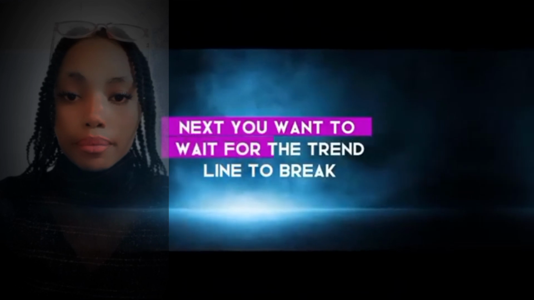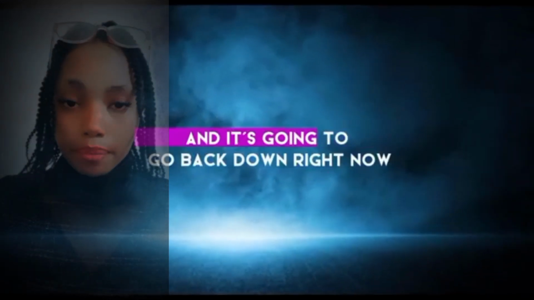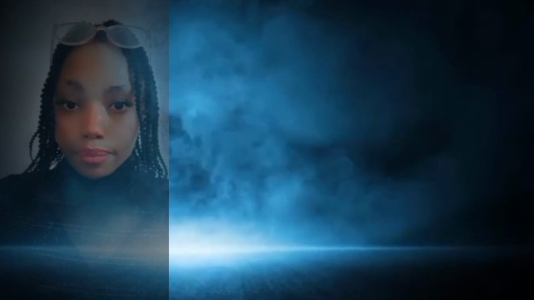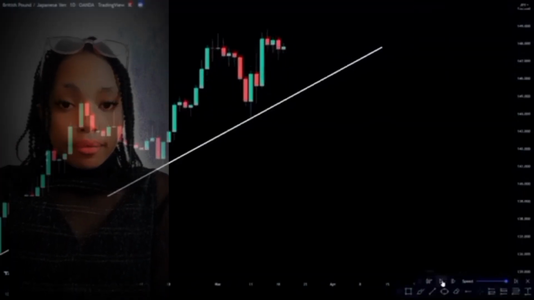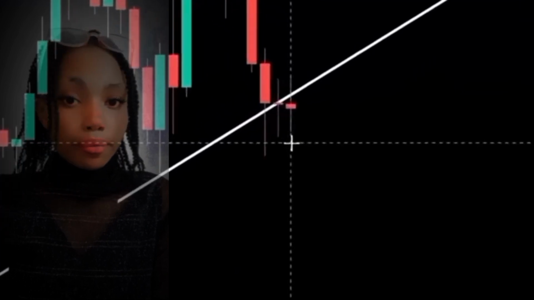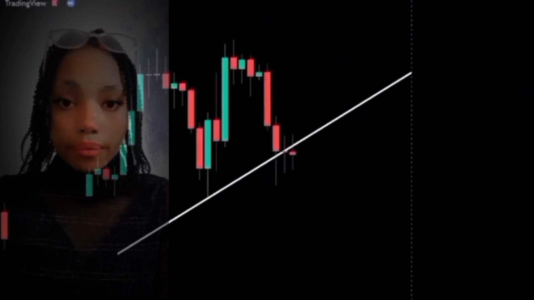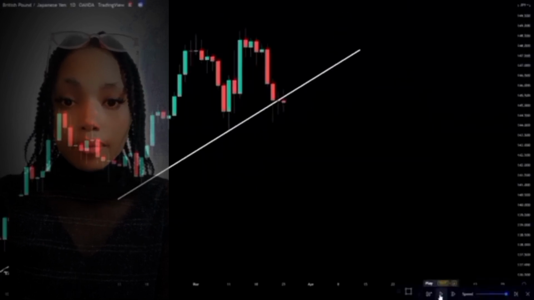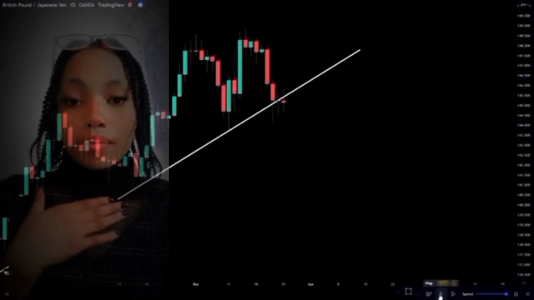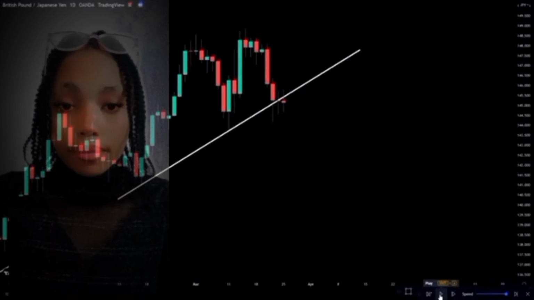Next, you want to wait for the trend line to break, because this shows us that price is reversing and it's going to go back down. So let's see what happens next. Okay, you can see price is beginning to break this trend line. Do not enter when the trend line breaks, because the overall trend is still an uptrend. So it can be a fake out. So you want to wait for price to form lower highs and lower lows to show us that price is in a downtrend instead of an uptrend.